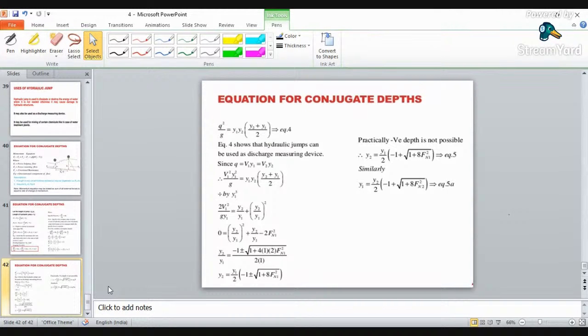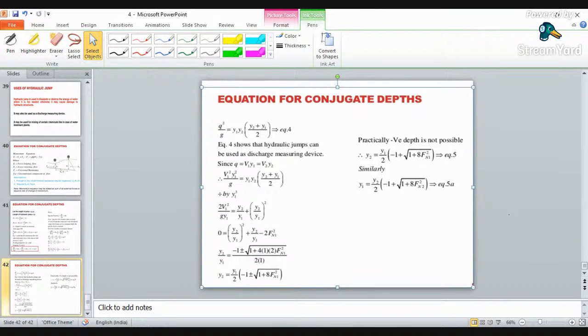Chezy's formula is V equal to C square root of m i. Manning's formula is 1 by n R to the power 2 by 3 S to the power 1 by 2. Then we deal with the most economical channel sections. In the most economical channel section, especially four channel sections are given. First one is the rectangular section. For that, the hydraulic mean radius should be half of the depth of flow, or the width of the channel should be twice the depth.